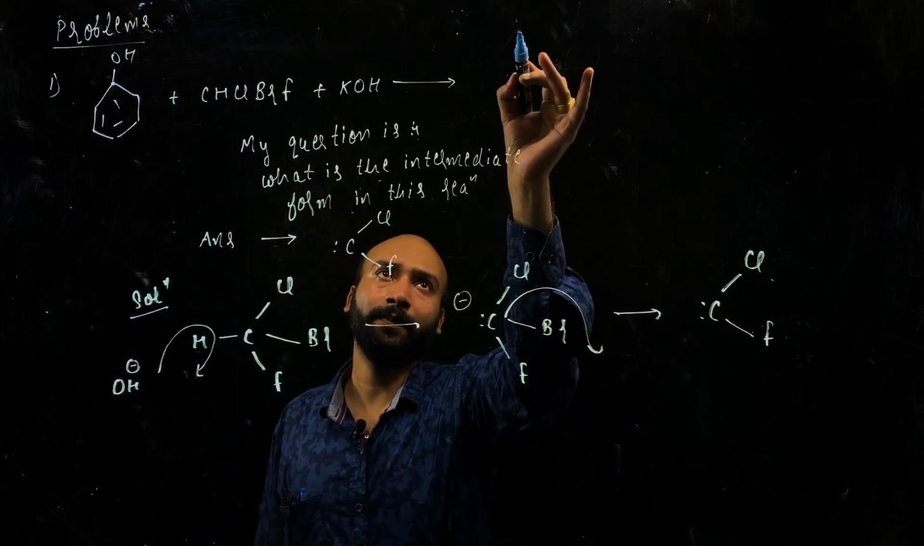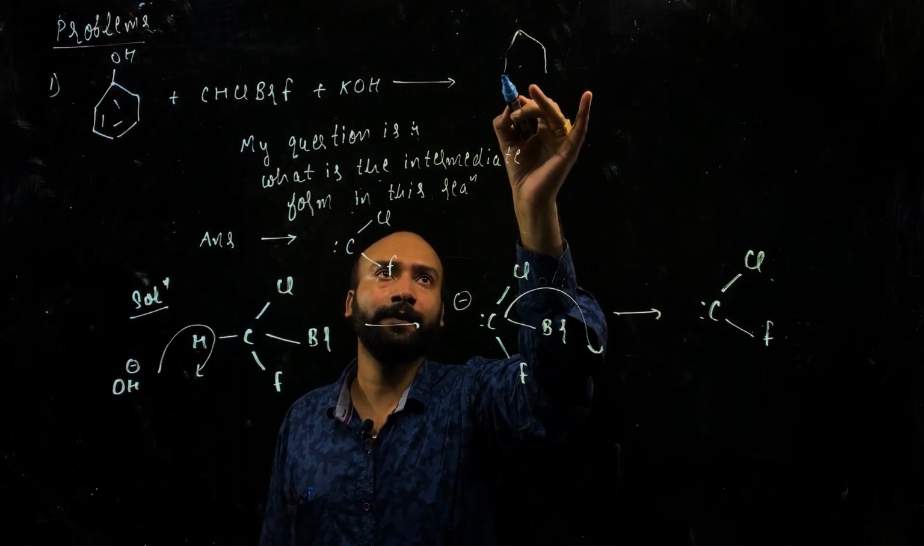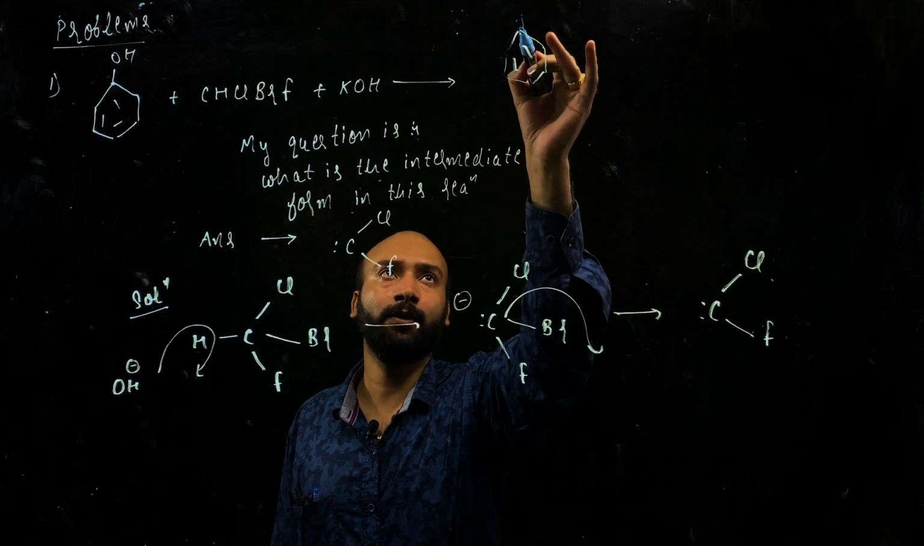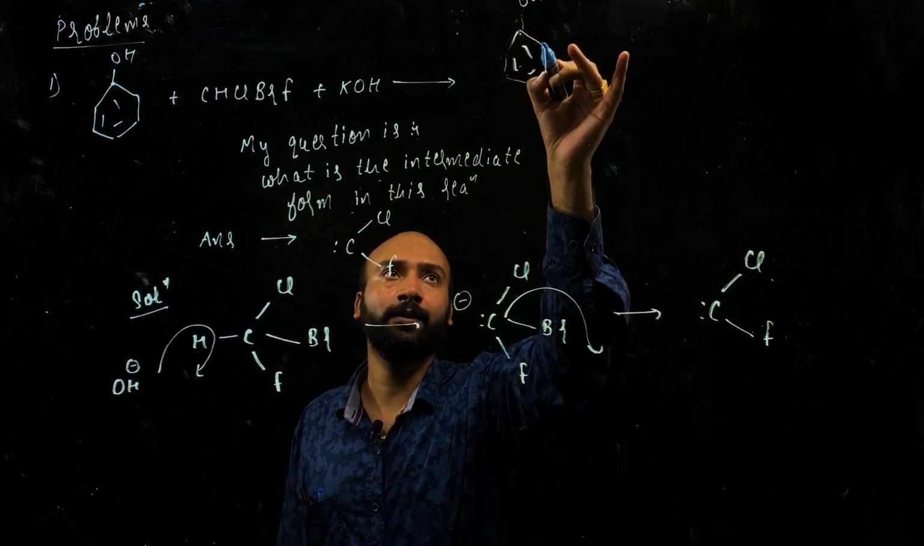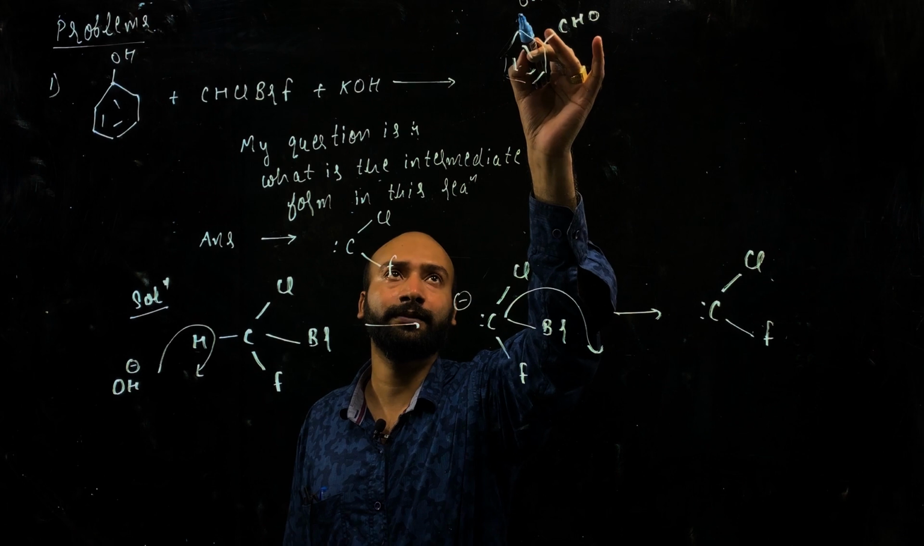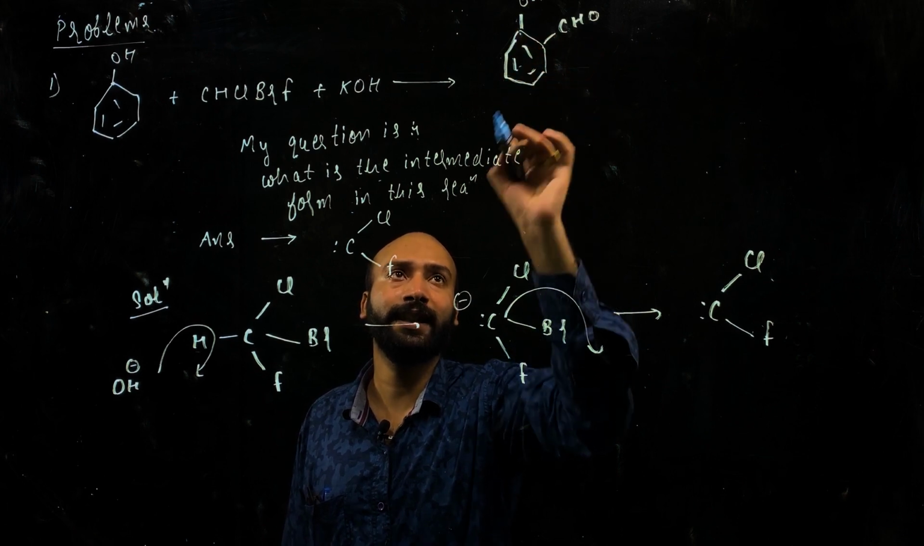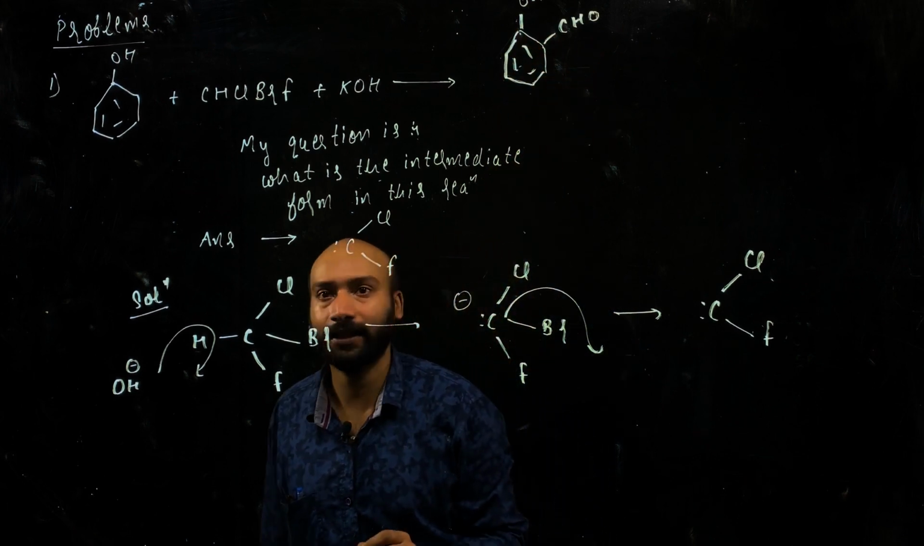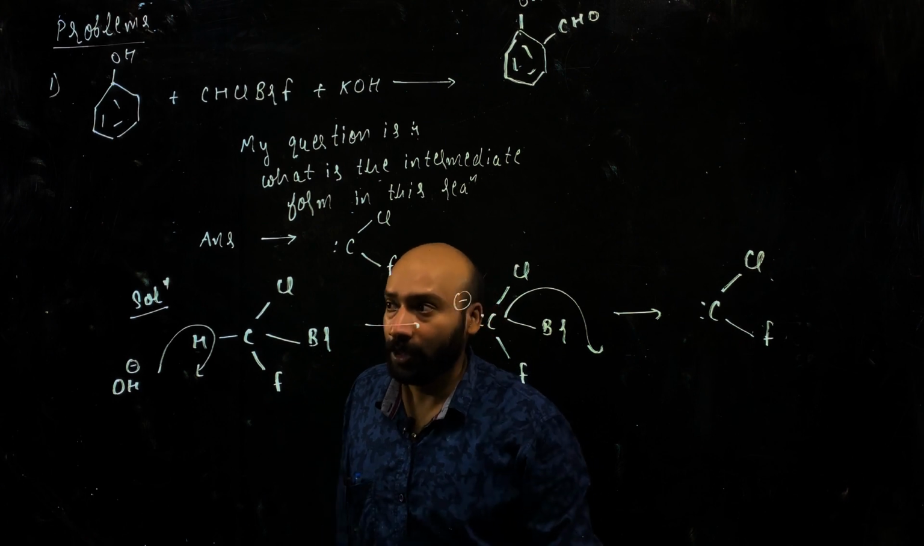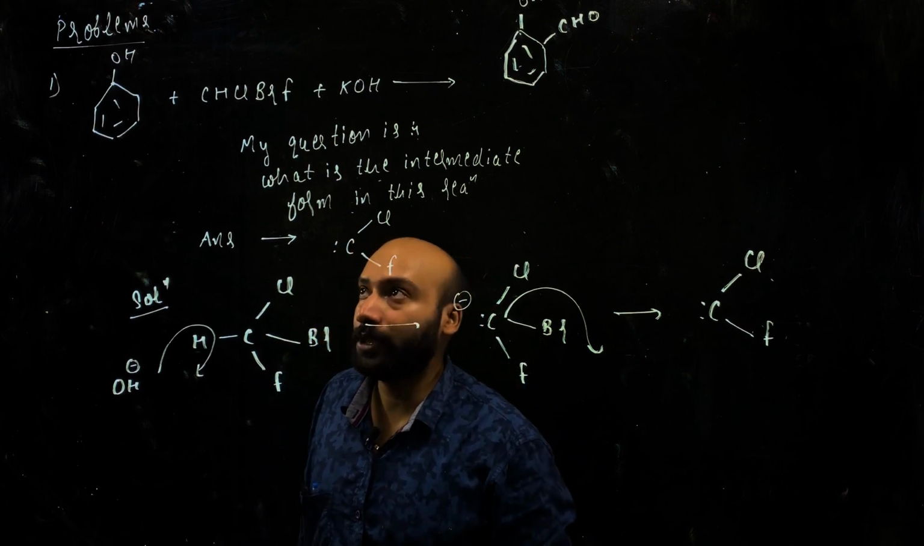The product is the same. I think everyone can form the product. OH is here and CHO is here. This one is ortho-salicylaldehyde and para-salicylaldehyde. So how is another type of question formed?